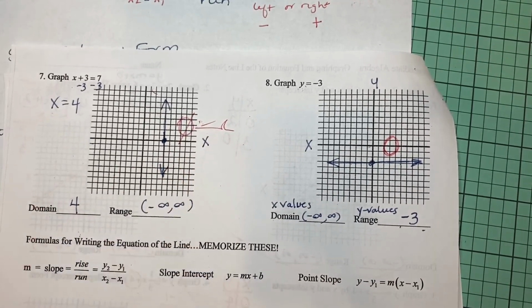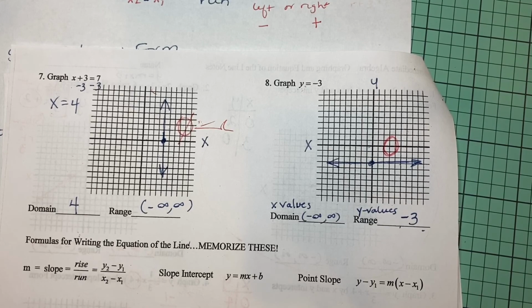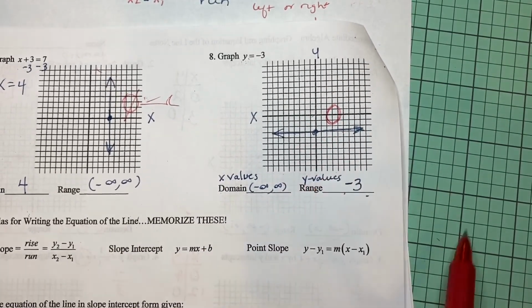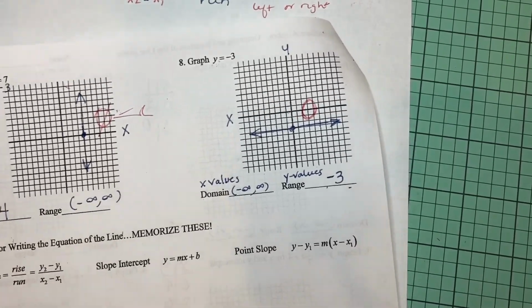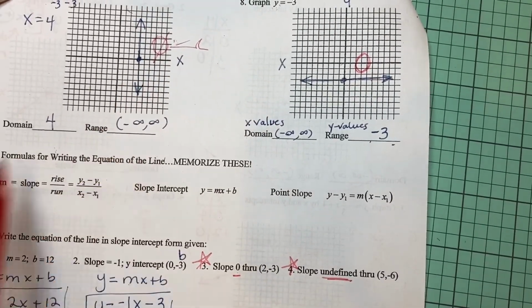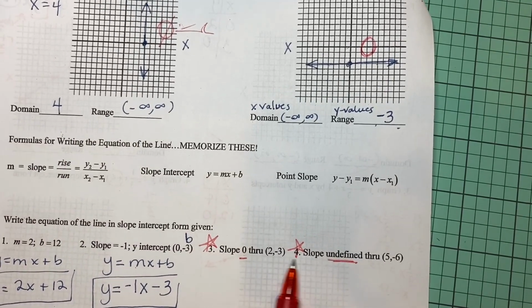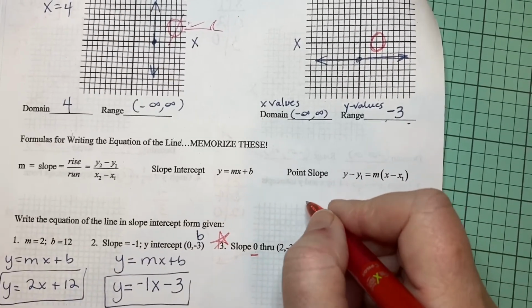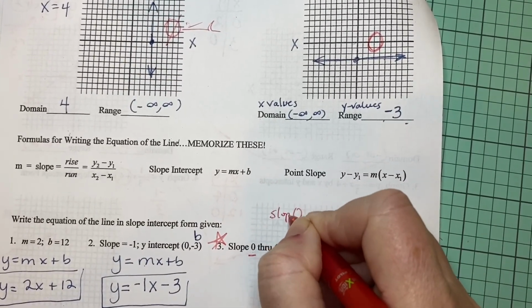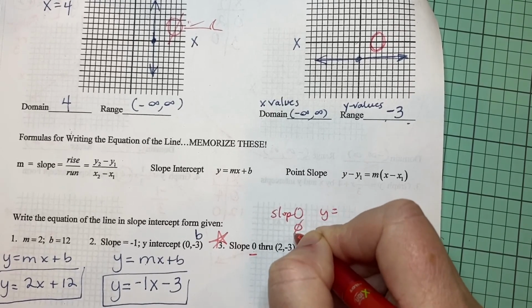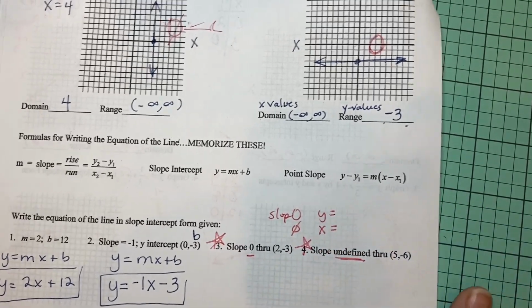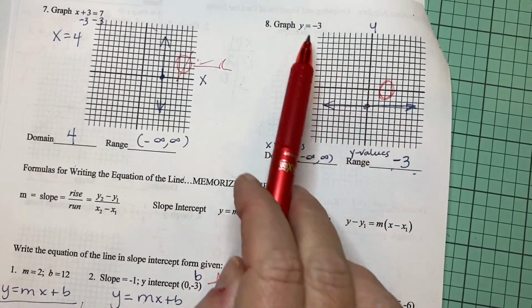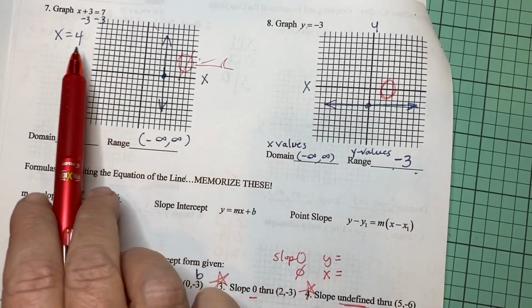So a vertical line is no solution. So horizontal is 0 slope. Vertical is undefined slope. So when you get to these, what I want you to memorize is that slope 0 is always y equals, and undefined is always x equals. And if you can't remember which one's which, you would have just graphed them on the test, and you see that 0 is y equals and undefined is x equals.